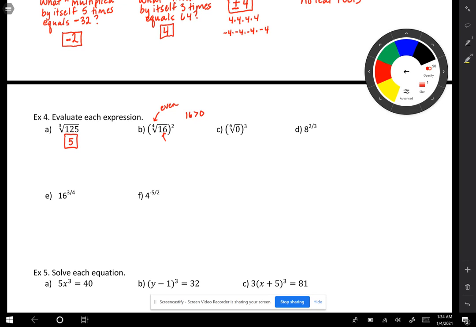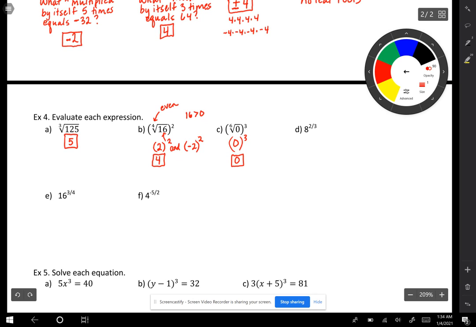So the number that you multiply by itself 4 times to get 16 is a positive 2 or a negative 2. So this part in parentheses is 2, and then you're going to raise it to the second power. And the other one is negative 2, and you're going to raise it to the second power. So the answer is 4, and the answer is 4, because 2 to the second power is 4, and negative 2 to the second power is also 4. Okay, the next one, that's just 0. Because the 6th root of 0 is just 0, and 0 raised to the third power, that's just 0.